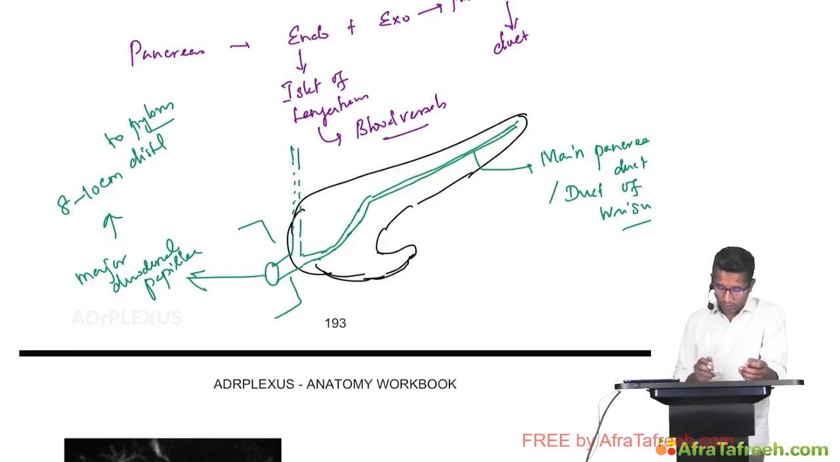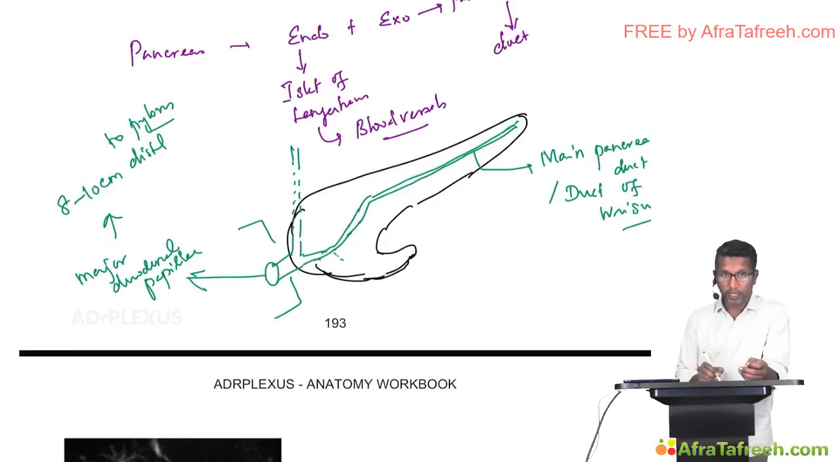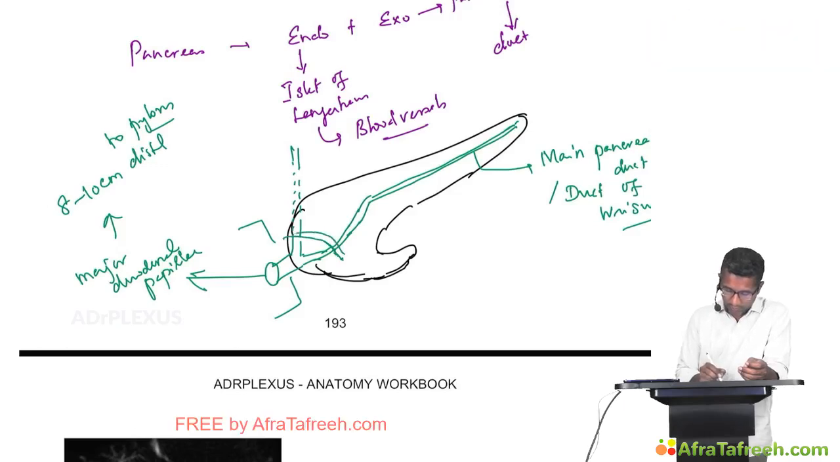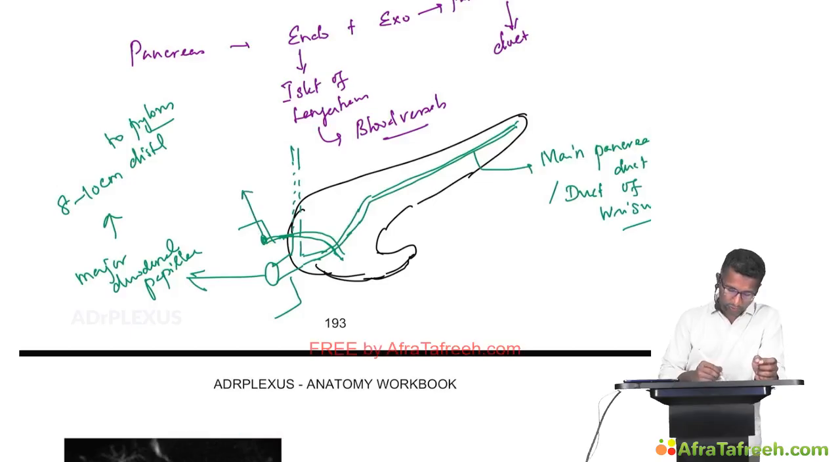Okay, so the lower part of the head and some portion of the upper part of the head is drained by an accessory pancreatic duct, which runs in front of the main pancreatic duct. This accessory pancreatic duct also opens into the second part of the duodenum, but into a small papilla. This papilla is called the minor duodenal papilla.